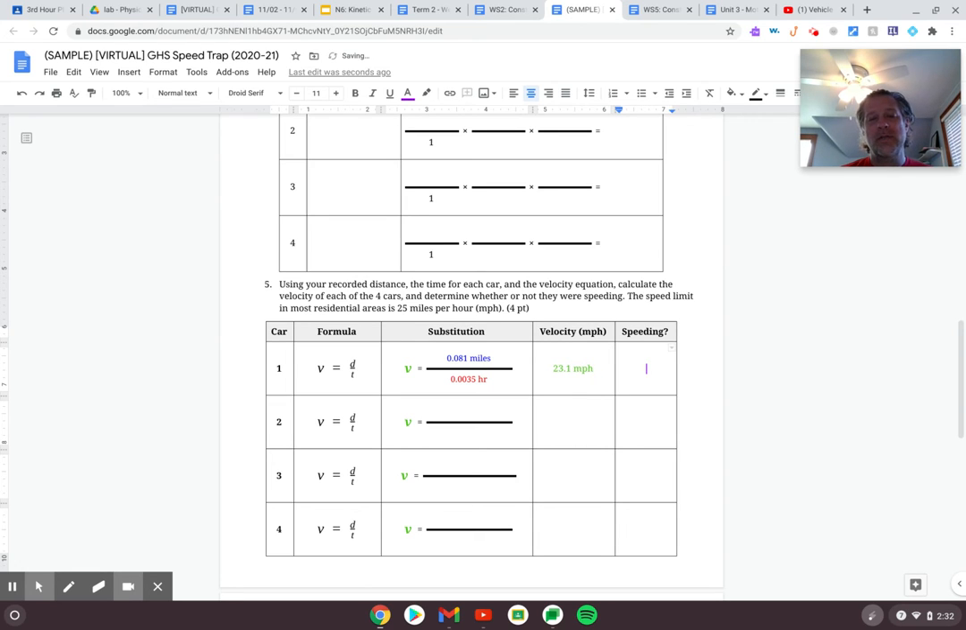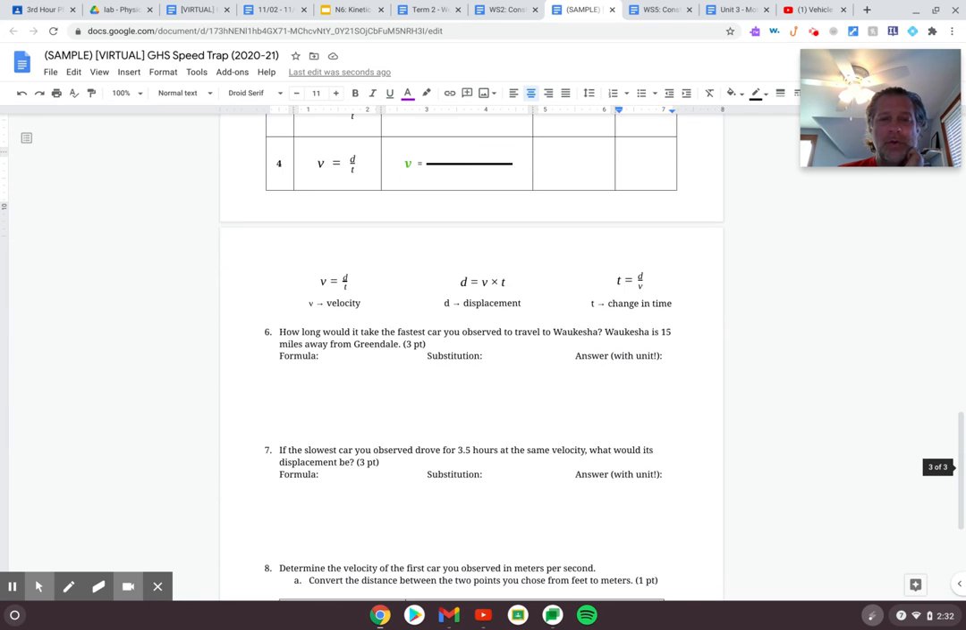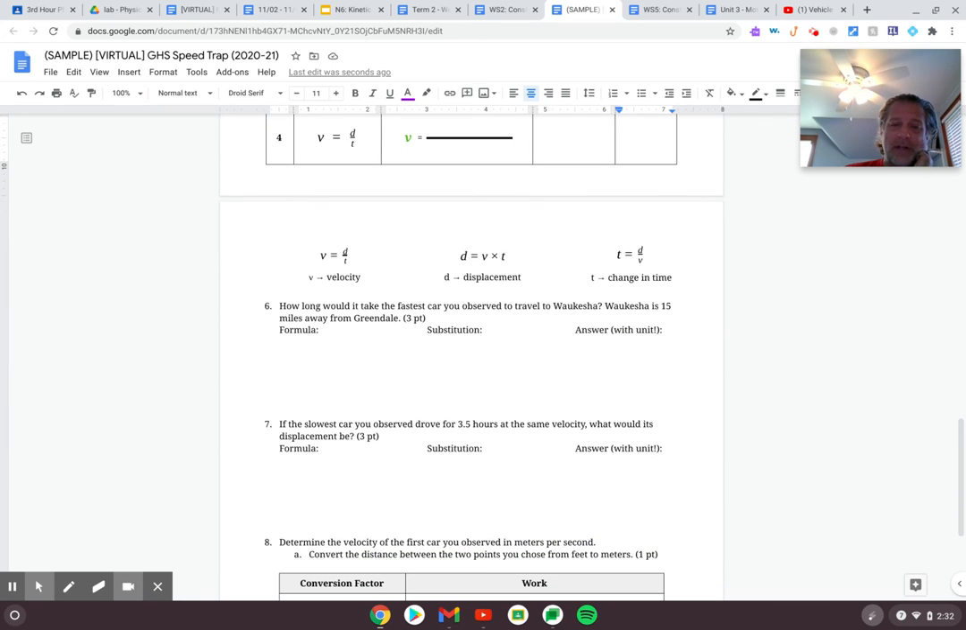So then the question is, was this particular individual speeding? And where I did my lab, the speed limit sign was 25 miles an hour, so the answer is no. And those are the calculations that you have to do for the data that you collect. Once you've done that for all 4 of your vehicles, you then are going to have a few questions that you have to answer down below.